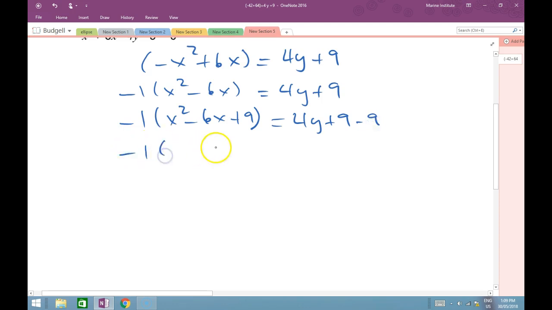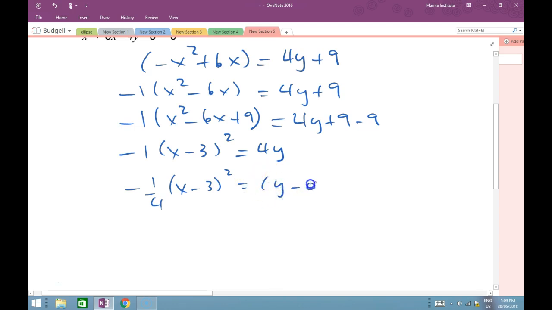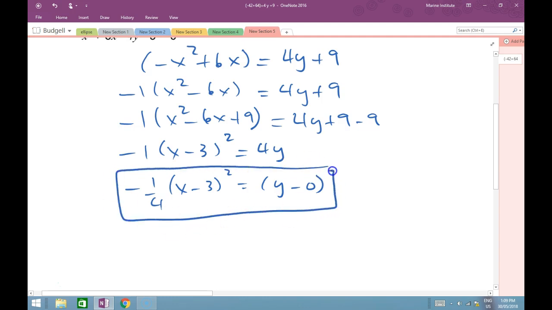Now we know this is a perfect square, so we can bring the x down. Half of -6 is -3, equals 4y. Divide this by 4 and we have -1/4 (x minus 3) all squared equals, I'm going to put here y minus 0, because that's now in standard form.